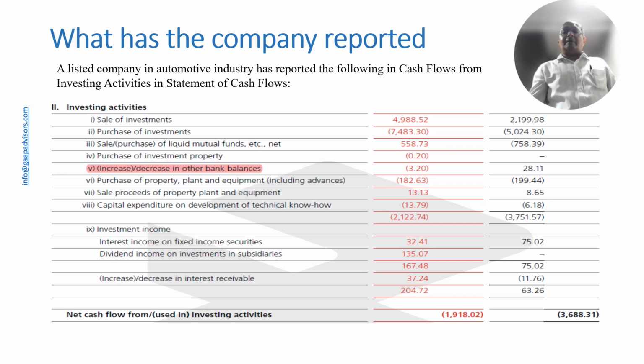A listed company in automotive industry has reported cash flow from investing activities as shown in this slide. The company has presented cash flows on account of increase and decrease of other bank balances on net basis. Let us understand whether and when such presentation in cash flows from investing activities is in accordance with Ind AS 7.